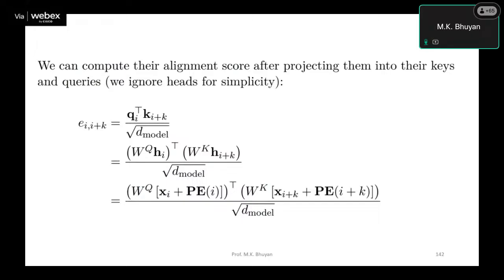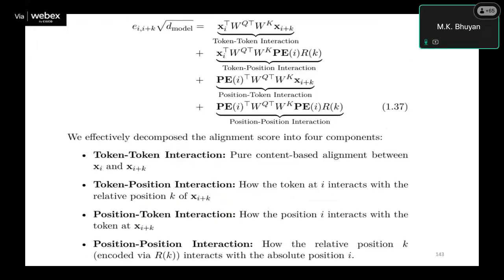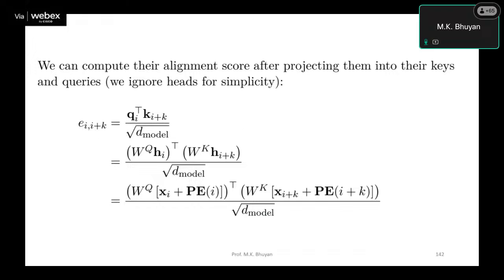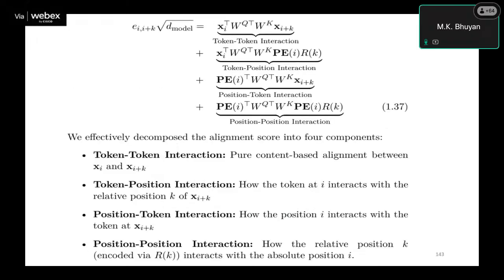Now this mathematics is being explained. Again I am showing, we are finding the attention score e_{i,i+k}. We are determining the attention score as the dot product between the query and the key, divided by root d_model. If I do the expansion of this, you will get this expression, and you can determine the attention score for i plus k.